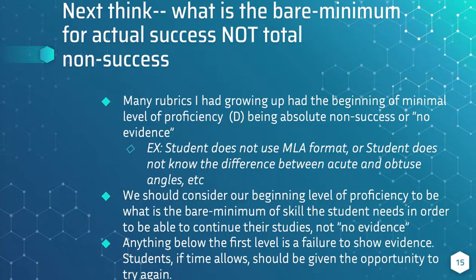Instead, we should consider our beginning level of proficiency to be what is the bare minimum of skill the student needs in order to be able to continue their studies, not no evidence. Anything below the first level is failure to show evidence. Students, if time allows, should be given the opportunity to try again or to continue with this learning.